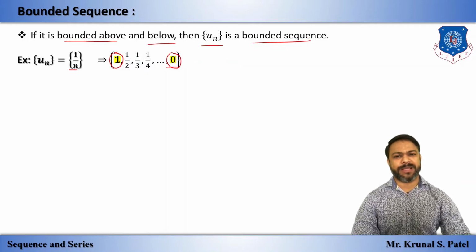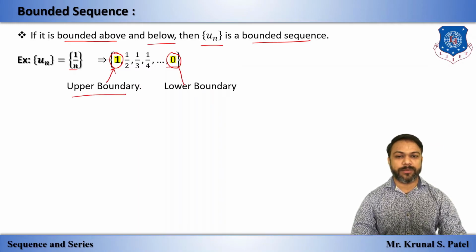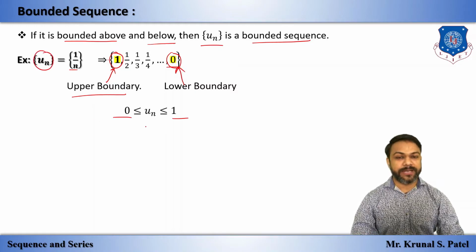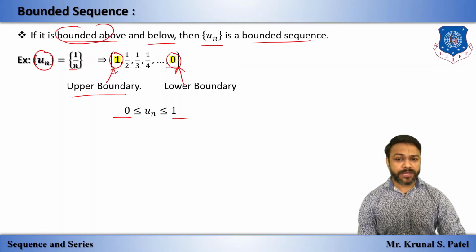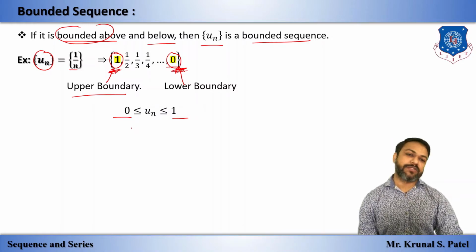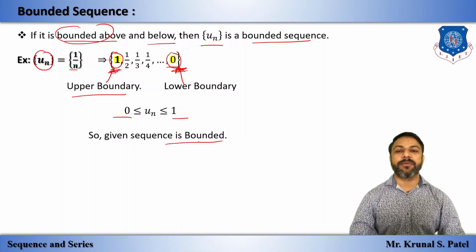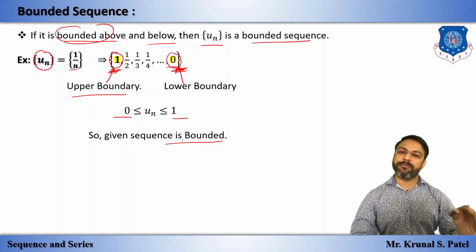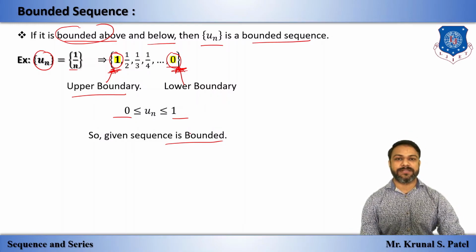Lower and upper. Maximum 1, minimum 0. This is our upper boundary, this is our lower boundary. And that's why we can say that this un lies between 0 and 1. So we have bounded above by the upper boundary, bounded below by 0, the lower boundary, and that's why the given sequence is bounded. This is the example of a bounded sequence. It is bounded above and bounded below. So this is the concept of a bounded sequence.